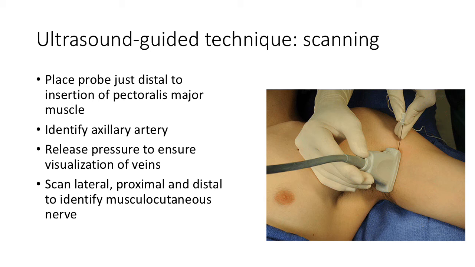Make sure to release any significant pressure on the ultrasound to ensure that veins are not compressed and can be visualized. Scan laterally from the artery to visualize the musculocutaneous nerve within the coracobrachialis or biceps, or between the biceps and coracobrachialis muscles. Scan proximal along the arm, meaning towards the chest, to watch that nerve travel closer to the plexus and confirm that you have identified the correct structure.